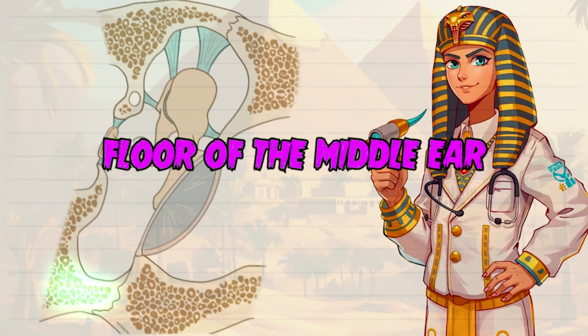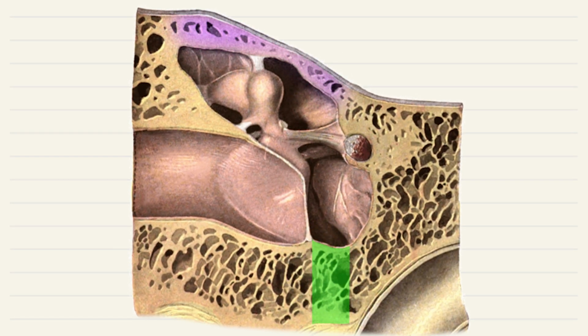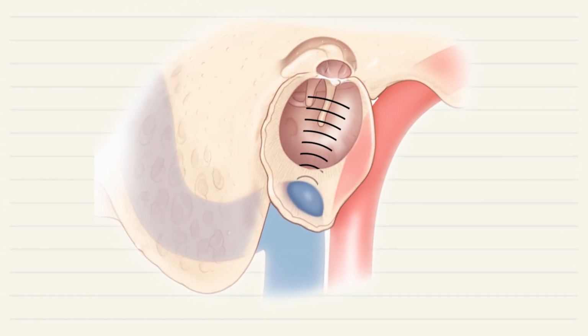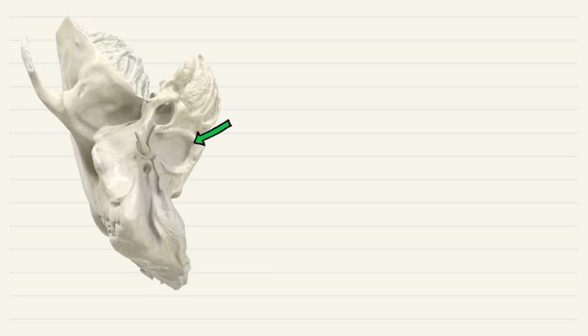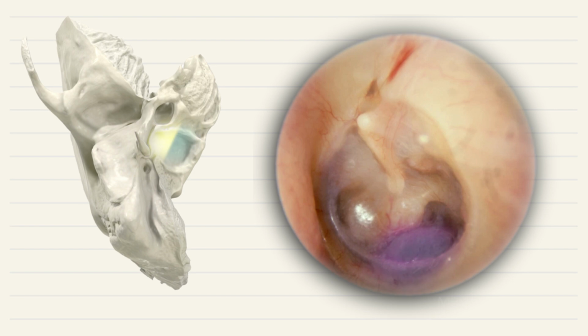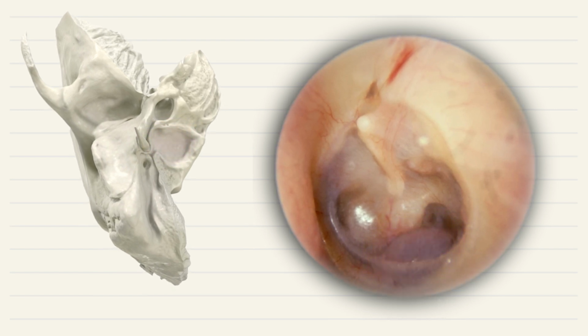Floor of the middle ear. Thin plate of bone, narrower than the roof of the middle ear cavity, separates the tympanic cavity from the jugular bulb. Thickness varies according to the height of the jugular fossa. Sometimes congenitally deficient, allowing the jugular bulb to project into the middle ear, separated only by fibrous tissue and mucosa.